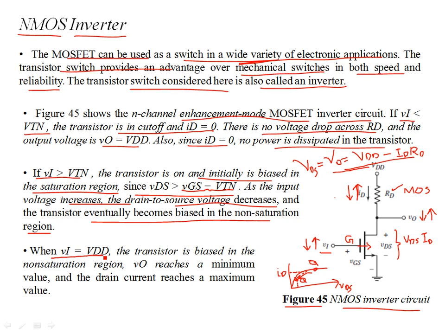So when Vi is VDD, that's a large voltage, your output voltage drops to a small value. That means the transistor is biased in the non-sat region. V naught reaches the minimum value and the drain current reaches the maximum value. So basically it's an inverter circuit, as we discussed before. For large Vi, you have small V naught. For small Vi, you have large V naught. It's just a switching action controlled by the gate voltage, which is the input voltage.